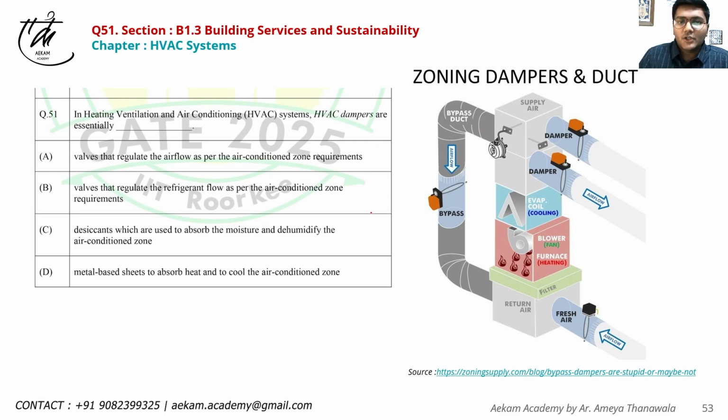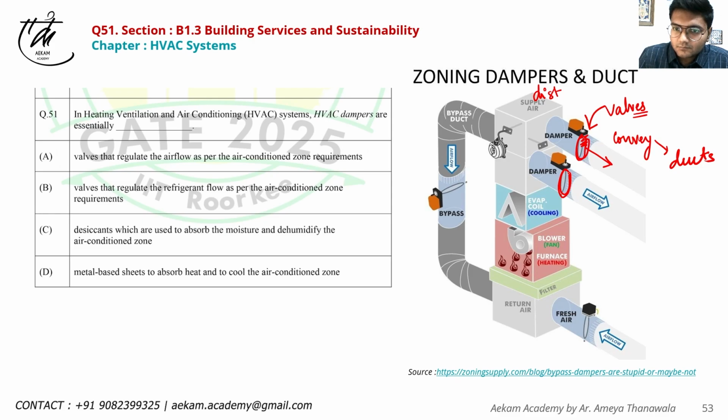So, generally, before going to the options, if you see this diagram, HVAC dampers are located between your distribution zone and your conveyance zone. So your conveyance is your ducts. So these are like walls that are keeping in check the amount of air that is flowing from your distribution system to your duct system, or your conveyance system, right? So if you see dampers, they play a key role in HVAC systems because they regulate the airflow. But secondly, they also play a key role.